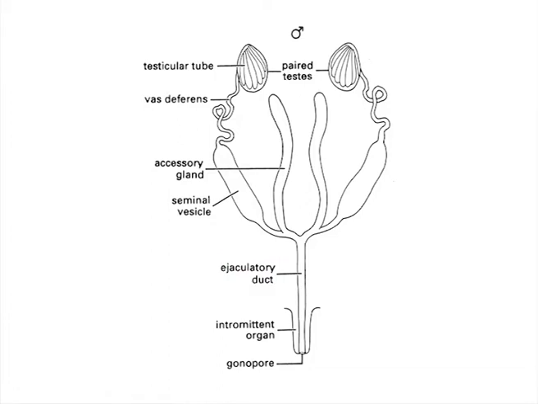Both the vas deferens of the two testes unite posteriorly to form a common median ejaculatory duct. The terminal section of the ejaculatory duct is enclosed in a finger-like evagination of the body wall, the male copulatory organ or aedeagus or penis.